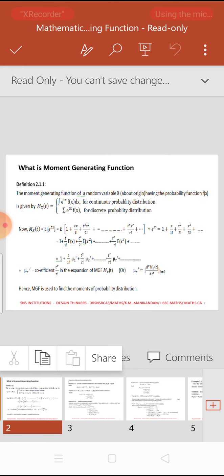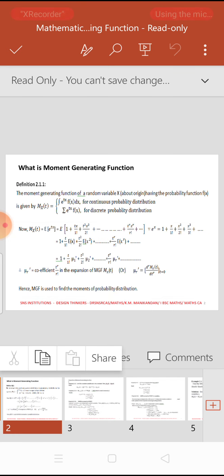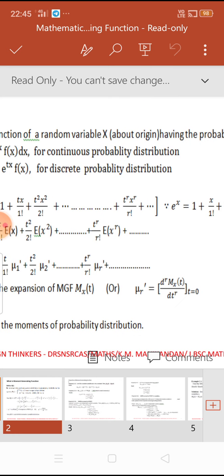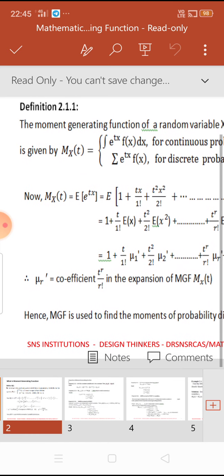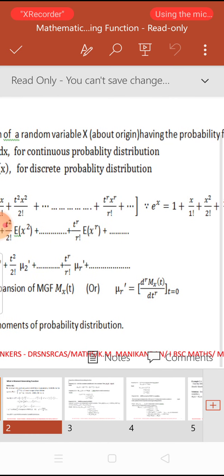So these are the examples we have given here. MGF is used to find the moments of the probability distribution.